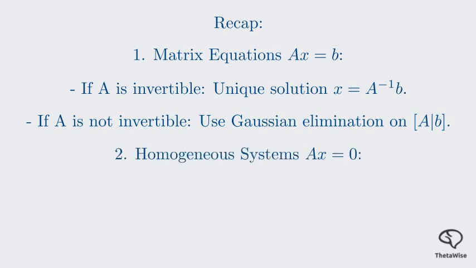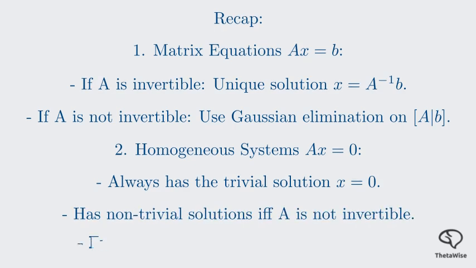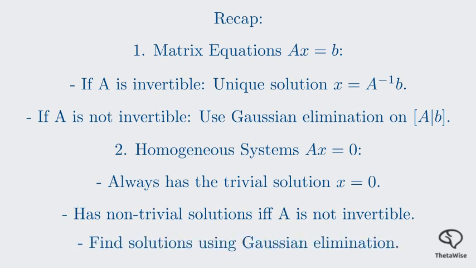Second, we explored homogeneous systems, AX equals 0. These always have the trivial solution, x equals 0. They have non-trivial solutions if and only if A is not invertible, which we find using Gaussian elimination to identify free variables and basis vectors for the null space.